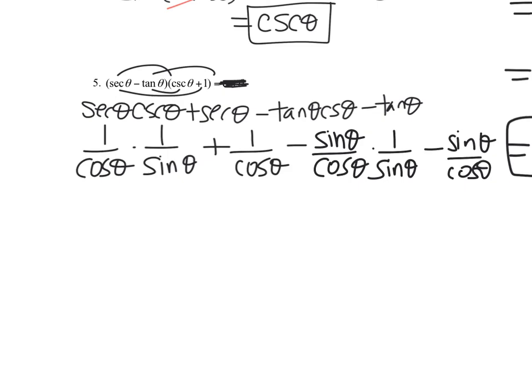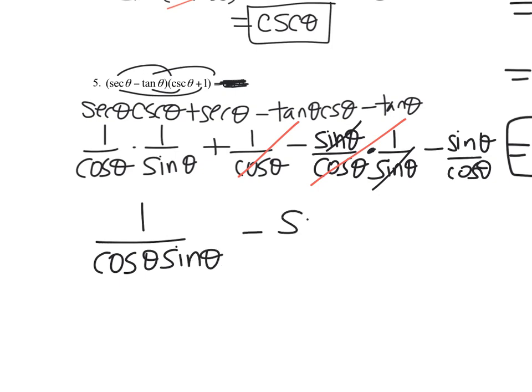Okay. Do you see anything that we can do? Ooh, I do. This is exciting. Do you see this right here? This is times. And I have a sine up top and a sine on the bottom. So I can reduce those. And what did I end up with there? A negative 1 over cos. Look what's next to it. A positive 1 over cos. So those are gone. And so right now I have 1 over cosine theta sine theta minus sine theta over cosine theta. I'm going to finish this. If you need to go, that's fine.